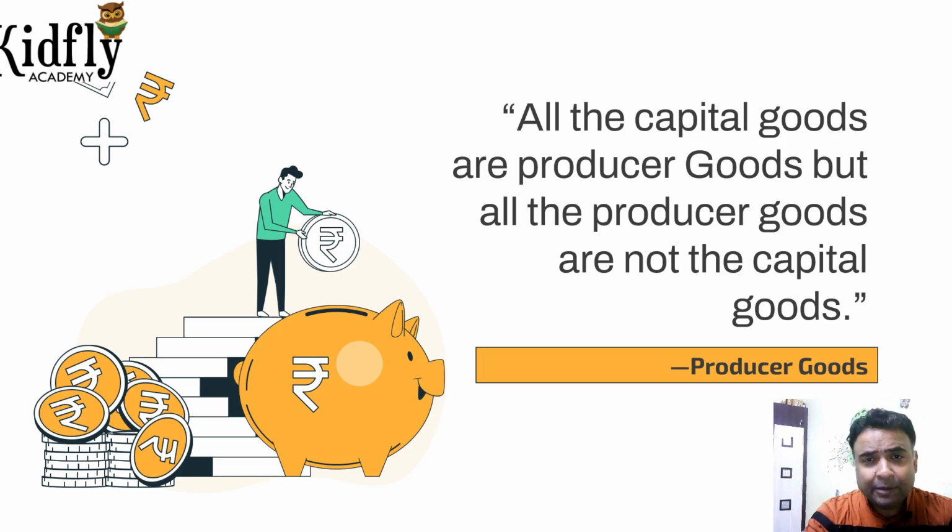There's one statement which is very important. All the capital goods are producer goods, but all the producer goods are not capital goods, because there we include what? Final goods and intermediate goods as well. I hope you got the entire idea of this difference between the consumer goods and the producer goods. For the detail about national income, when you solve the questions on it, you need this detailed perspective.